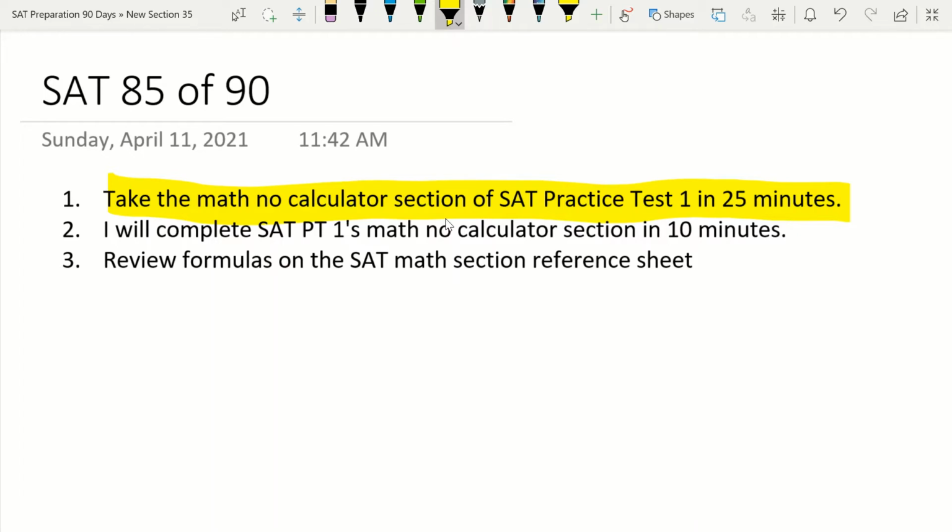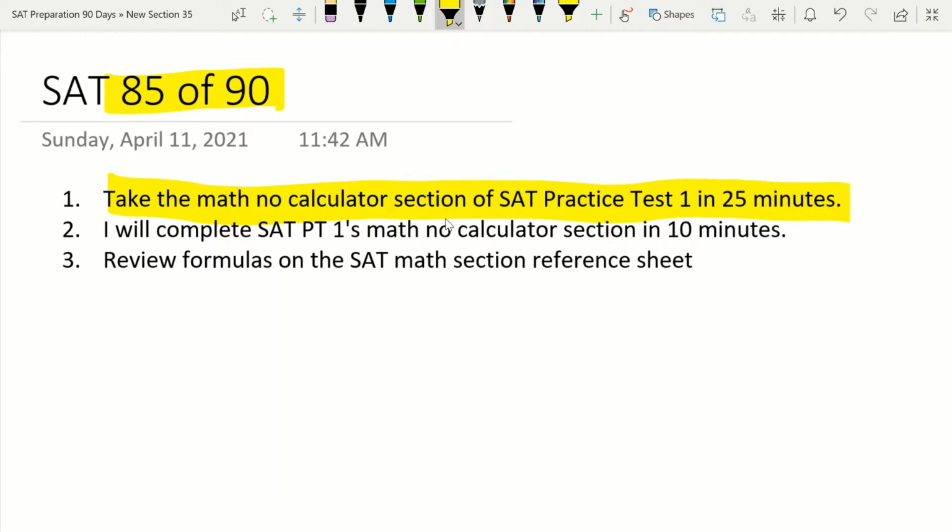The reason I chose SAT practice test 1 for the one you're going to do today on day 85, which keep in mind is really close to your SAT test date, is because it has a lot of those tips and tricks that you want to make sure you're looking for on the SAT. So make sure you pay close attention to those and look for the most efficient way to answer the questions. So try to treat this like you were taking a real SAT math no calculator test, okay?